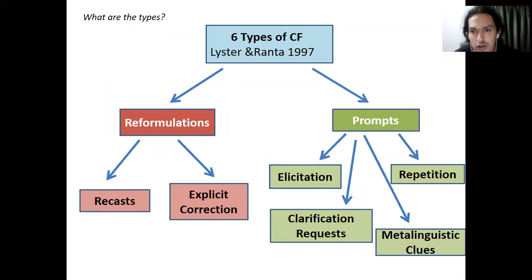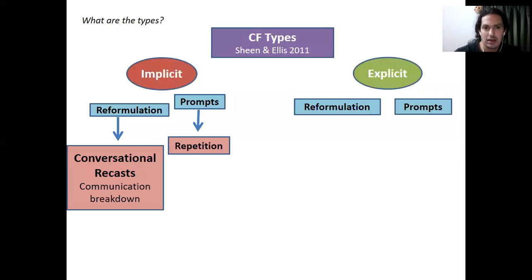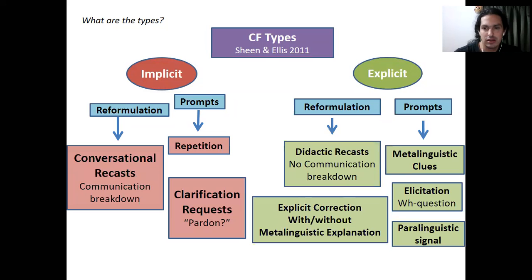Okay. Let's continue with the following slide. Okay. Now we're going to see right here, in 2 minutes, the types of corrective feedback based on Sheen and Ellis 2011. So we have right here implicit and explicit. These are going to be the main issues here for correcting. So in implicit and in explicit, you're going to find reformulation and prompts.